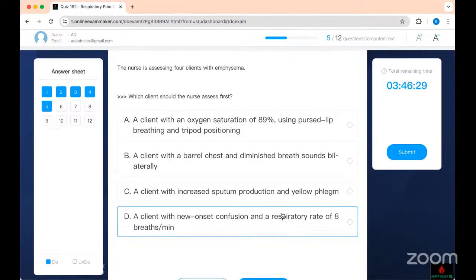right? C, a client with increased sputum production and yellow phlegm. So you have emphysema patients showing these signs. And the last one, emphysema patient with a new onset confusion and a respiratory rate of 8. This is not designed to trap you, to show you that these are COPD patients. They may have certain things you should have at the back of your hand that these are normal, right? Oxygen saturation of 89 for COPD. Okay, that's good. He's using pursed-lip breathing. He's not in distress and he's in a tripod position. All these are compensation. They do it. It's not like they're having a problem. This is an expected finding to see a COPD patient in the tripod position.